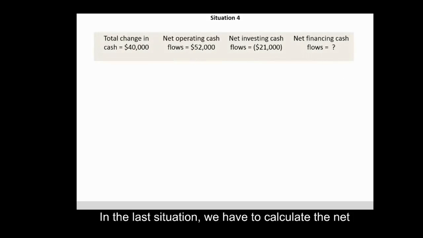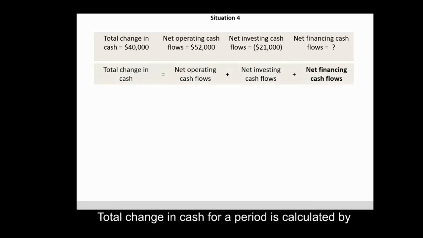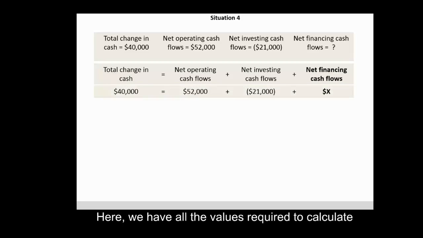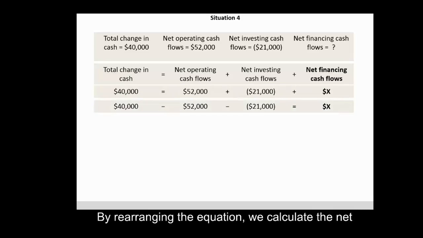In the last situation, we have to calculate the net financing cash flows. Total change in cash for a period is calculated by adding cash flows from operating activities, investing activities, and financing activities. Here, we have all the values required to calculate the missing value. By rearranging the equation, we calculate the net financing cash flows as $9,000.